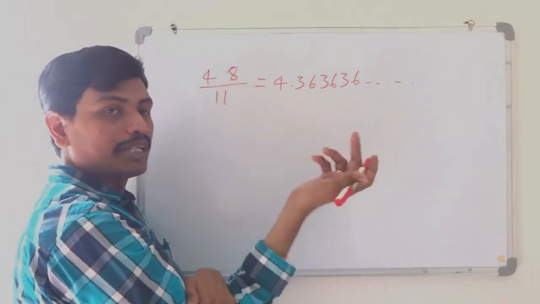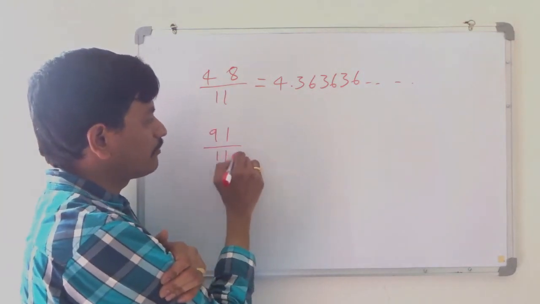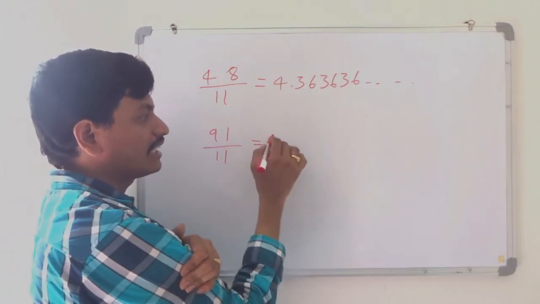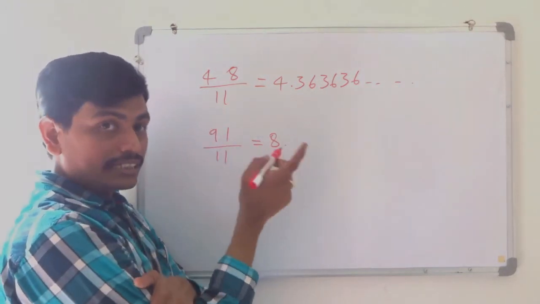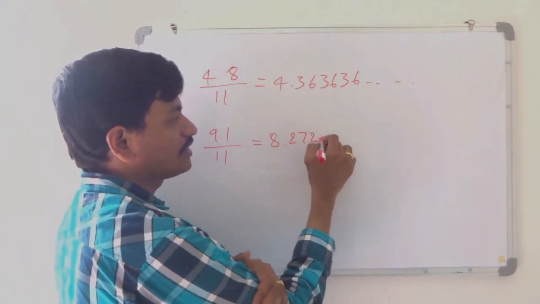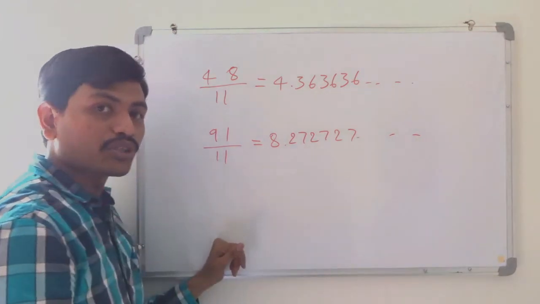So multiply the remainder by 9. If we take a bigger number, 91 divided by 11. 11 eights are 88, and what is left? 3. 3 nines are 27, 27, 27. So 8.2727, and it goes on.